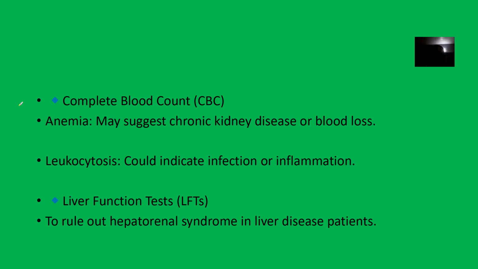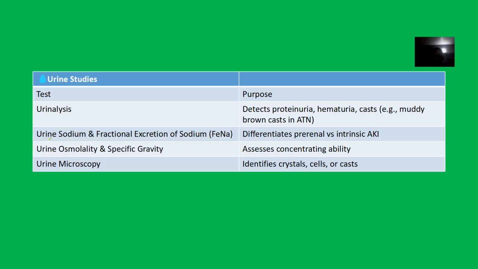The complete blood count is also a thing there. You also do testing for the liver functions. So urine studies, you also take out some urine directly, then try to study it. Urine microscopy, you are checking for crystals, cast cells, or bacteria or virus. Do you understand that kind of thing? Urine osmolality, then urine sodium.